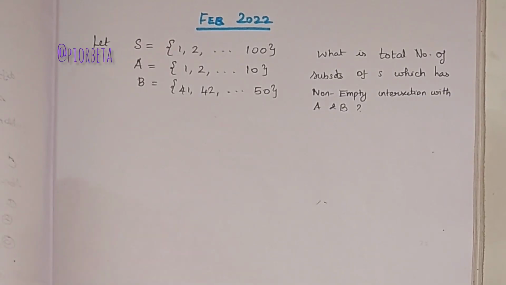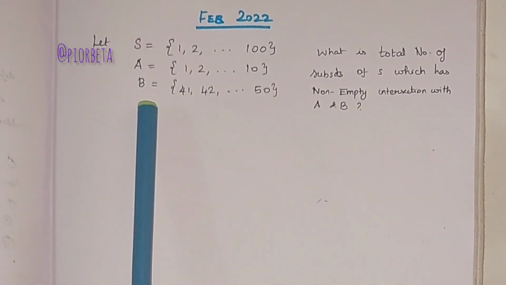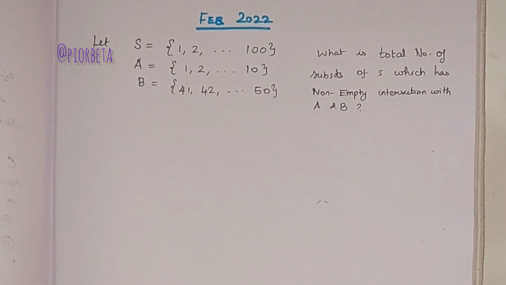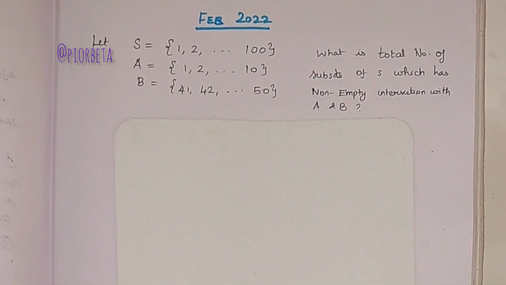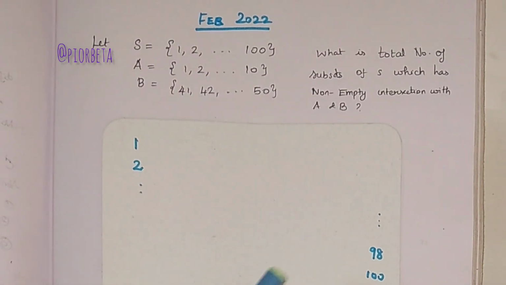Question from CSIR-NET, February 2022. So let us understand this question with a basic activity. Consider you have a set of numbers. So I have mentioned 1, 2 till 100. So this is termed as S.